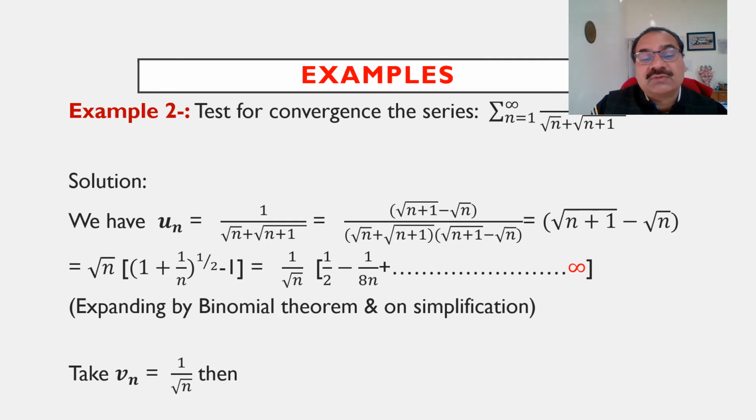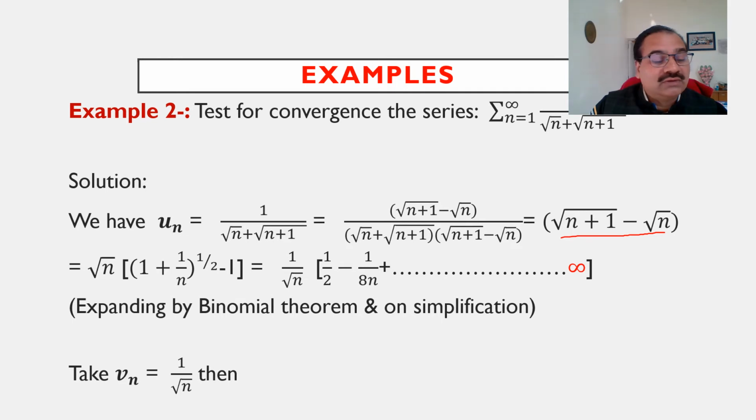Second problem is to test for convergence of the series sum from n equal to 1 to infinity of 1 by under root n plus under root n plus 1. So un is this. It means this is surd rationalization. First you simplify. After multiplying by under root n plus 1 minus under root n in the numerator and denominator, you will get the simplified form, that is under root n plus 1 minus root n.